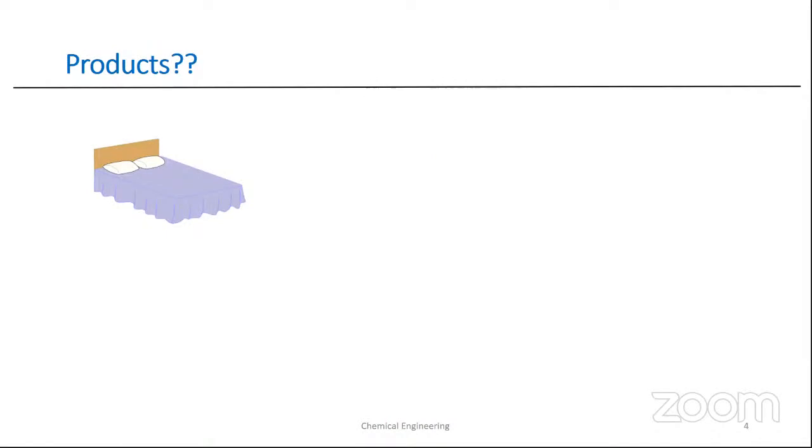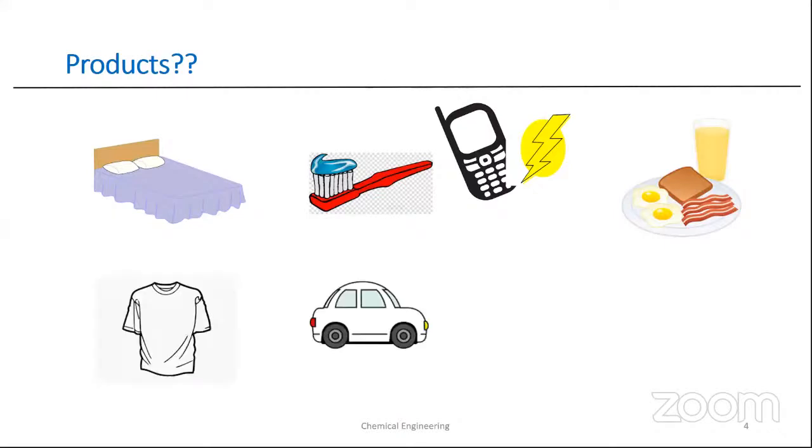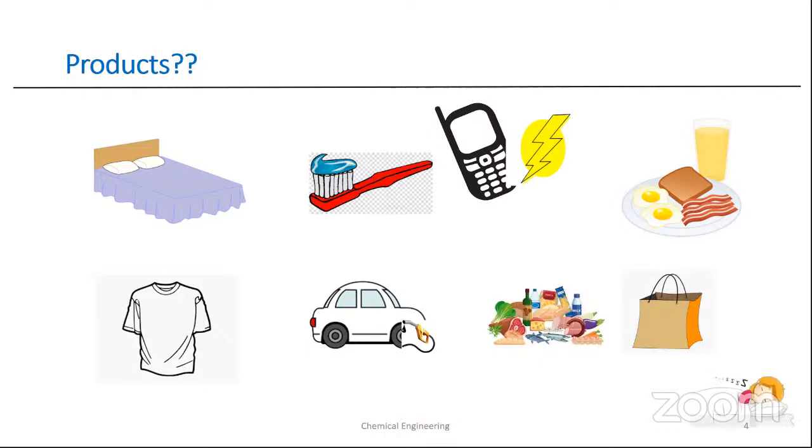It's in your life. When you wake up, the bed clothes and materials, when you brush, the toothpaste and brush materials, mobile phone materials, energy, breakfast, food, fertilizers, supermarket food products, your clothes, and if you go out with the car, the material and the fuel you fill in, and the things you purchase from your supermarkets, the carry bags you bring in. So everything from when you wake up until you go back to bed, you are actually surrounded by materials that are produced by chemical engineers.